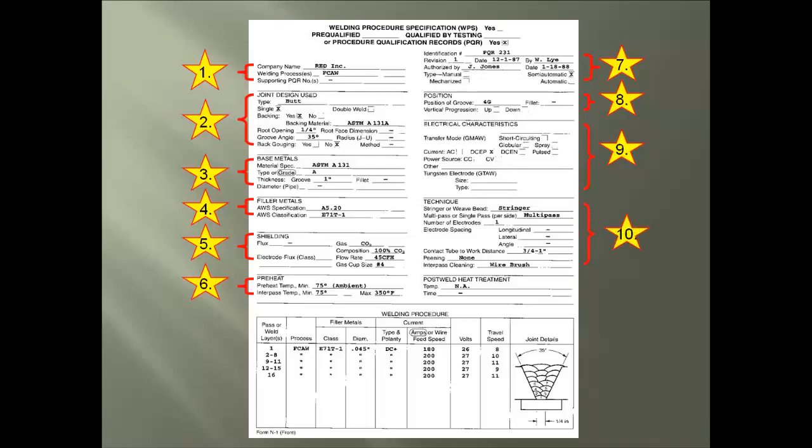Moving to star number 10, the technique information is placed here, with items such as the weld bead placement type. Is it a stringer bead or a weave bead? Then, are multiple passes being required, or is a single pass going to be sufficient?